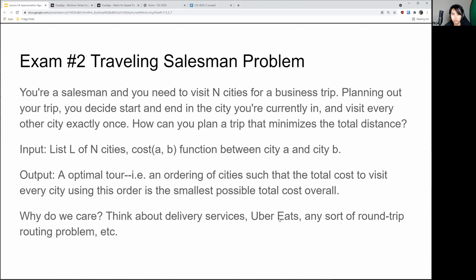Same thing for Uber Eats. You start at maybe a restaurant, you go around and you visit everyone, and then maybe you go back to that restaurant for the second set of orders, right? If you always visit the same McDonald's or something like that.